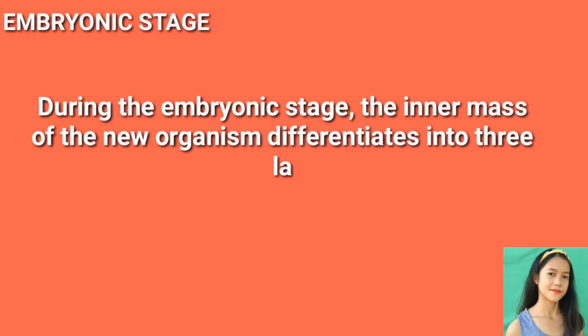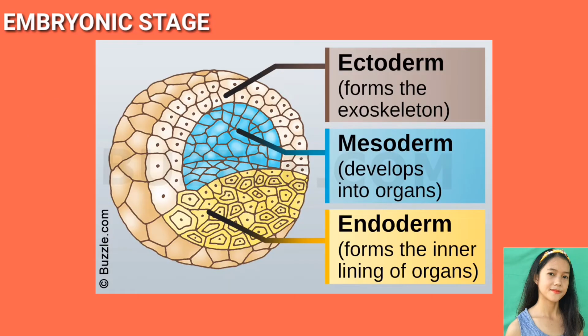During the embryonic stage, the inner mass of the new organism differentiates into 3 layers. The outermost layer is called the ectoderm, which develops the skin, hair, nails, and layers of skin. The middle layer is called the mesoderm, from which muscles, skeletons, circulatory, and connective tissues develop. And the innermost layer is the endoderm, from which the gastrointestinal tract, liver, lungs, pancreas, and salivary glands develop.